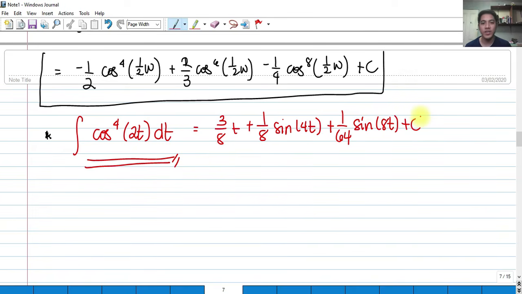Again, thank you so much for listening. Don't forget to solve this. Try it on your own. You're going to use some trigonometric identity here in order to solve this, but the process is still the same.